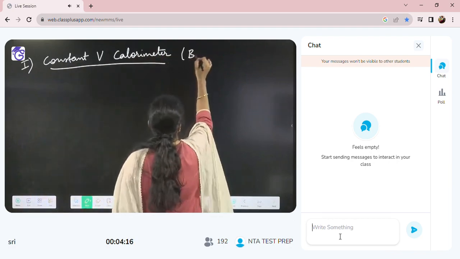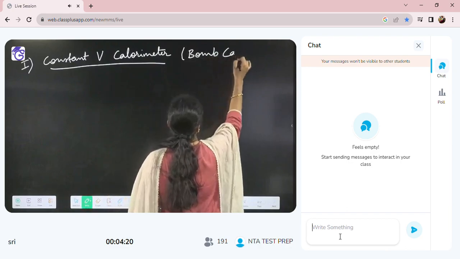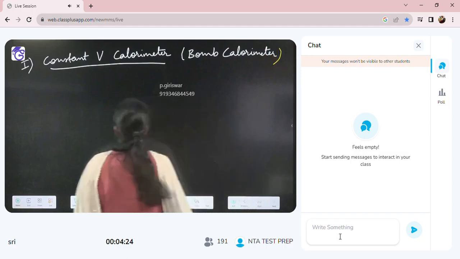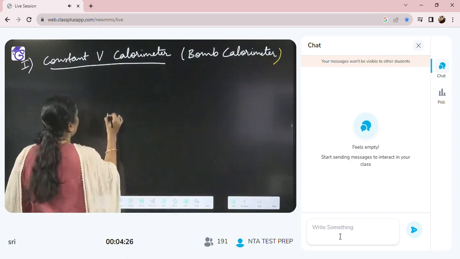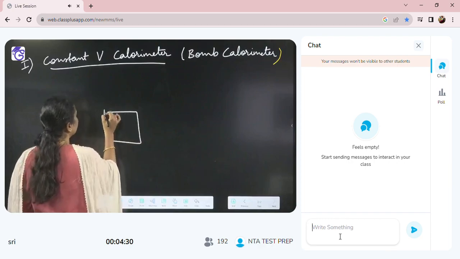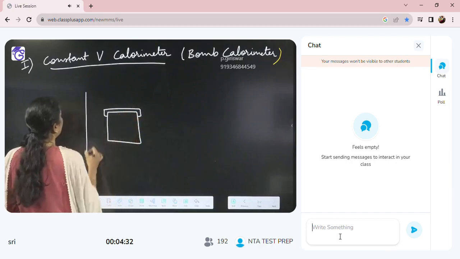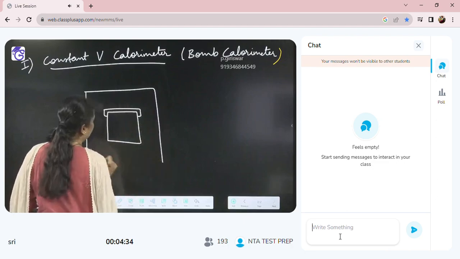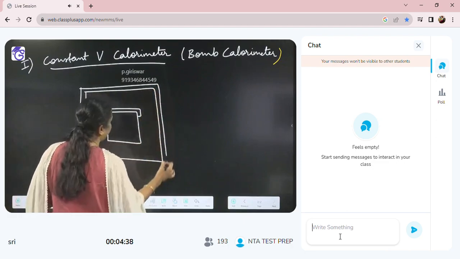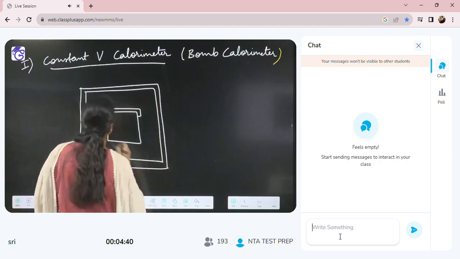This one is your bomb calorimeter. And we are going to first draw a diagram here. So all of you can draw the diagram. You have a steel vessel or bomb, right? Around it, we are going to fill up liquid. And around this entire thing, we have insulation.